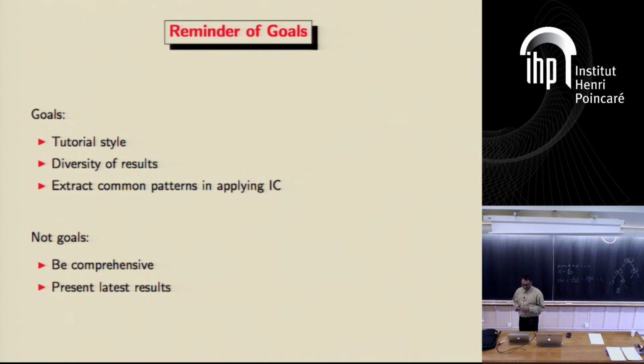I want to remind you of something that I said just in words, that this is meant to be tutorial style, and my goal here is to just show you a diversity of results that use the information complexity paradigm, and maybe not prove these results in great detail like we've been doing so far, but to at least extract the common patterns that come up in applying the information complexity paradigm. So this is hopefully something that's different, or actually kind of orthogonal, to stuff that was covered earlier in the beginning workshop in this semester. Okay, so I'm not trying to be comprehensive here about results, and I'm certainly not trying to present the latest results. Probably the latest result that I will present here is from 2012 or so.